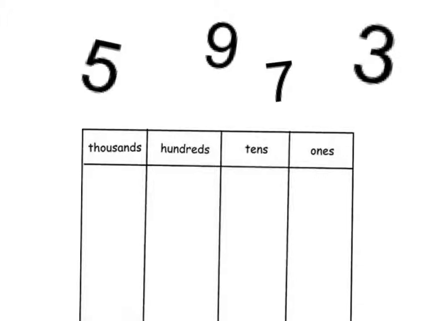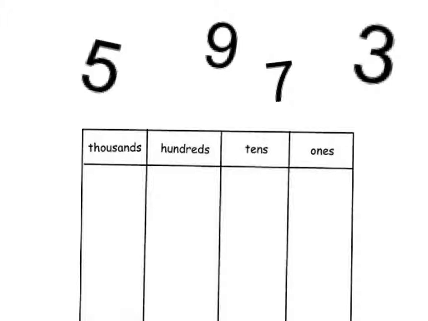So I need to think about where I am going to put each of these digits in my place value chart. I need to think about the digits that have the smallest value and where they would go. If I'm trying to make the smallest number, I need to put the smallest digits in the place value columns that have the most value.